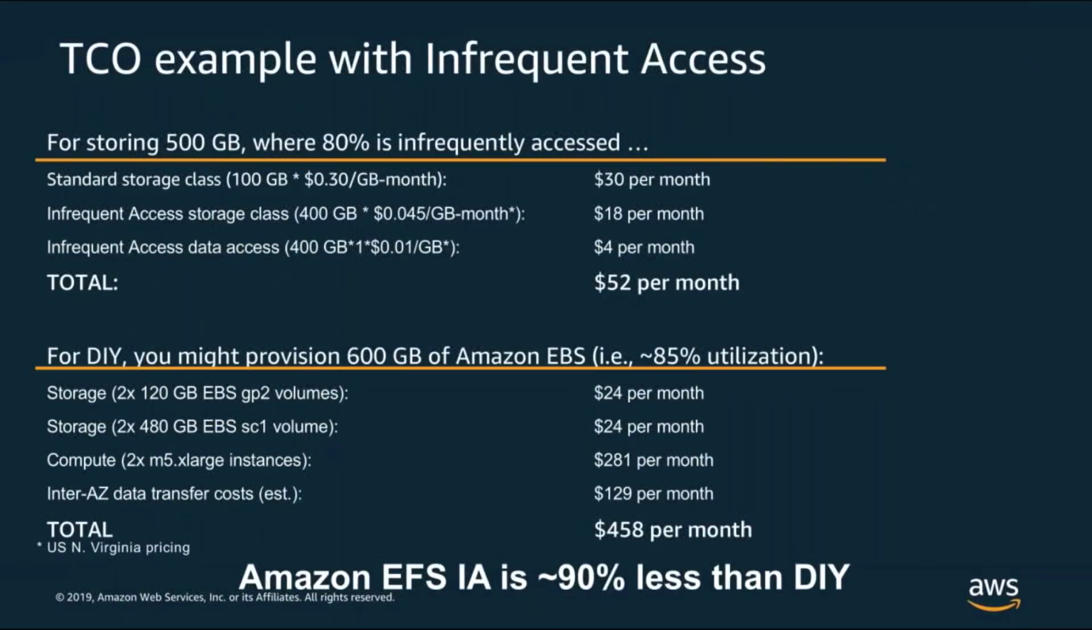So let's walk through a quick TCO example of the infrequent access. Before, we said EFS was about 70% more cost effective than a do-it-yourself setup. If we update this example to include EFS IA and a cost optimized do-it-yourself setup with multiple storage tiers, you can see that EFS with IA is closer to 90% more cost effective than building it yourself. And don't forget, these are just your hard costs. Soft costs like managing the software and patching your infrastructure aren't included in this TCO analysis.